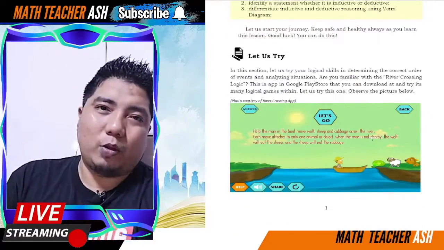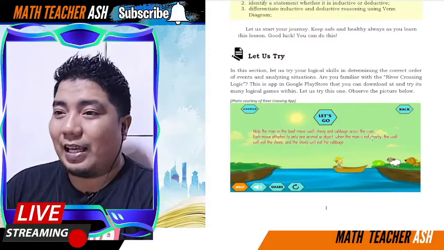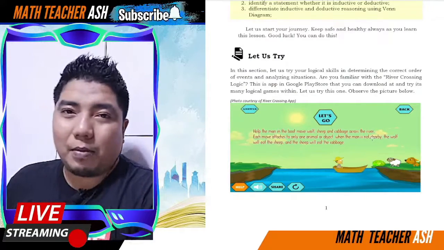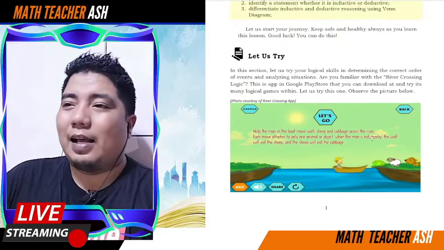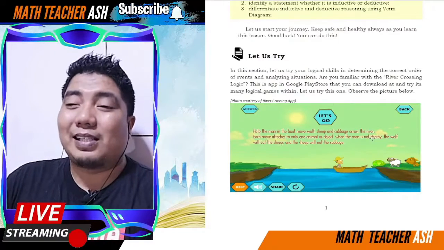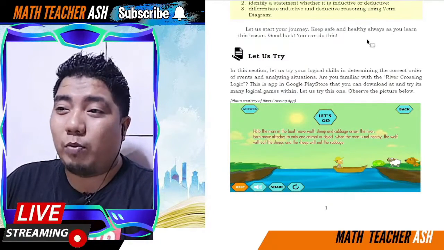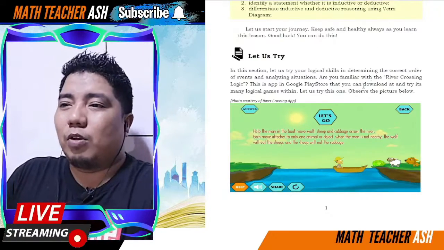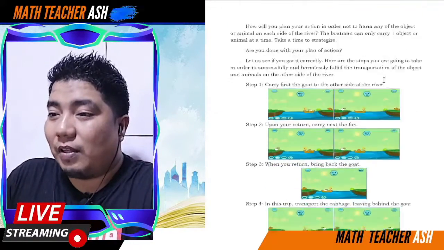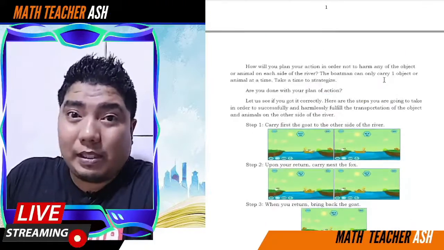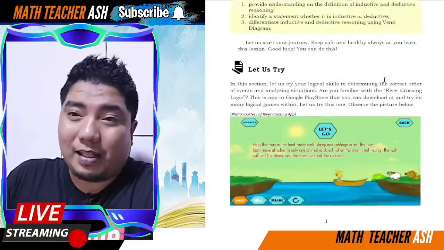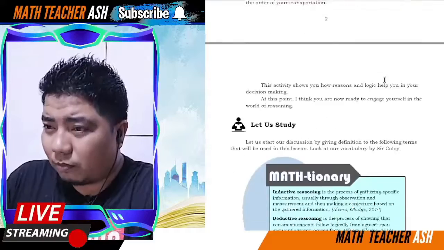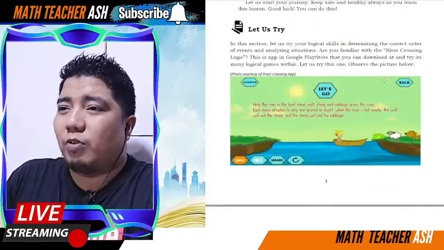So after that, we will have the let us try. So this is new sa ating mga nangyari na previous discussion about other modules when we encounter the let us try activity, because most likely the let us try activity are ABCD questions, diba? Mga pre-test yun siya. Pero somehow, okay, let's try. Kung ano nga ba ito?